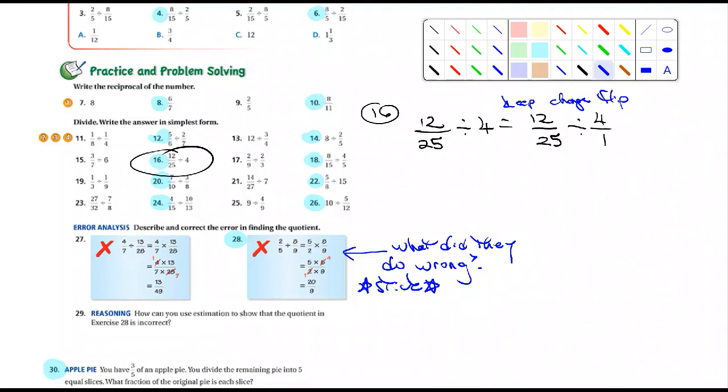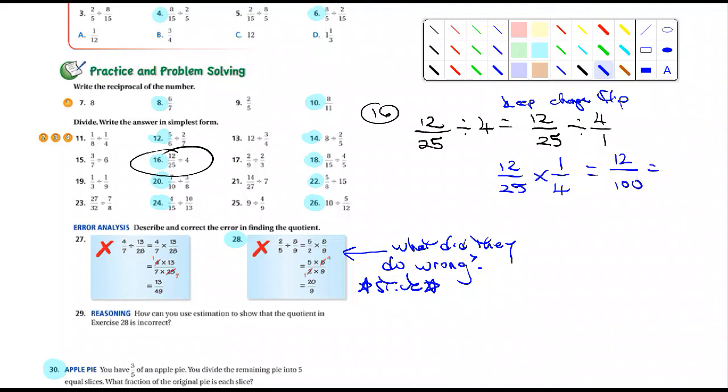So I'll rewrite this as, I'm going to keep it as 12 over 25. Change it to multiplication, and now flip it. 1 over 4. And I'll just put the equal sign. Well, what's 12 times 1 equal? 12. What's 25 times 4? 100. Well, oh, I thought you said 400. Yes, it is 100. Yeah, because there's 4 quarters in a dollar, so it's 100.